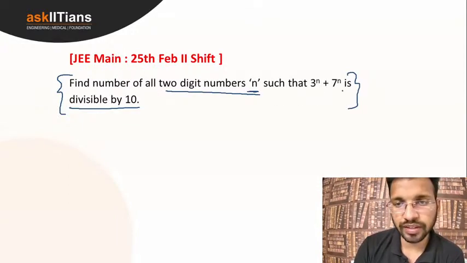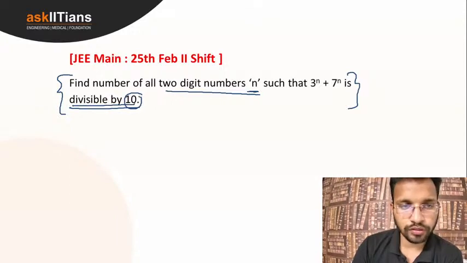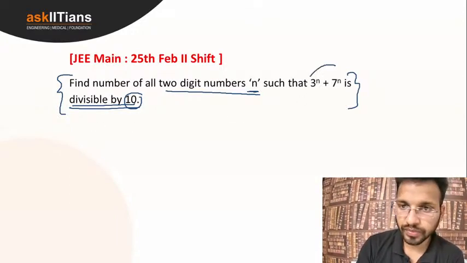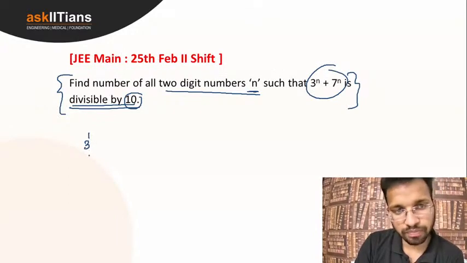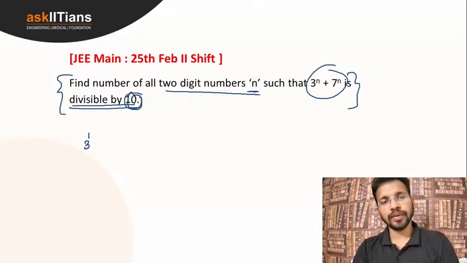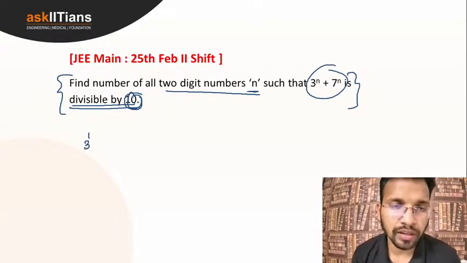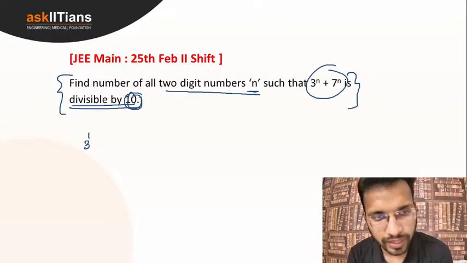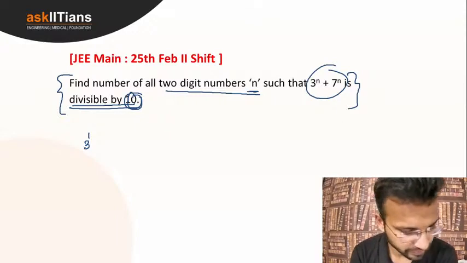So two-digit numbers n such that this is divisible. So here we have to understand the recurring pattern, that power of 3. So divisibility by 10, right? When is it happening, all of you? When the last digit ends with 0. Yes, all of you?